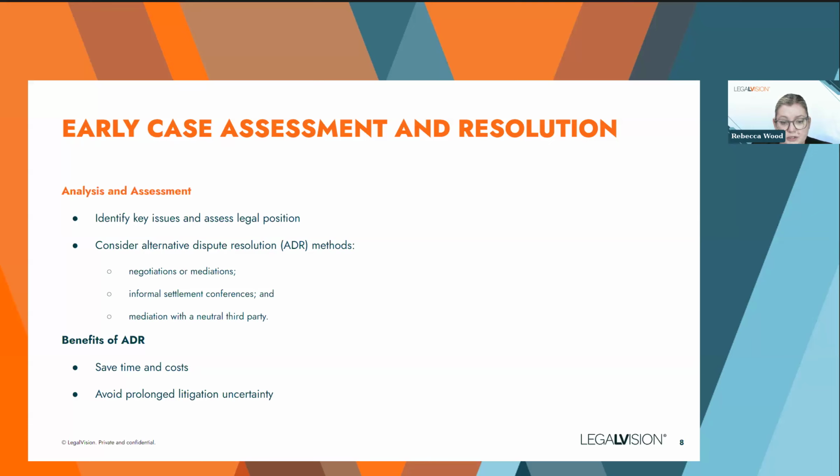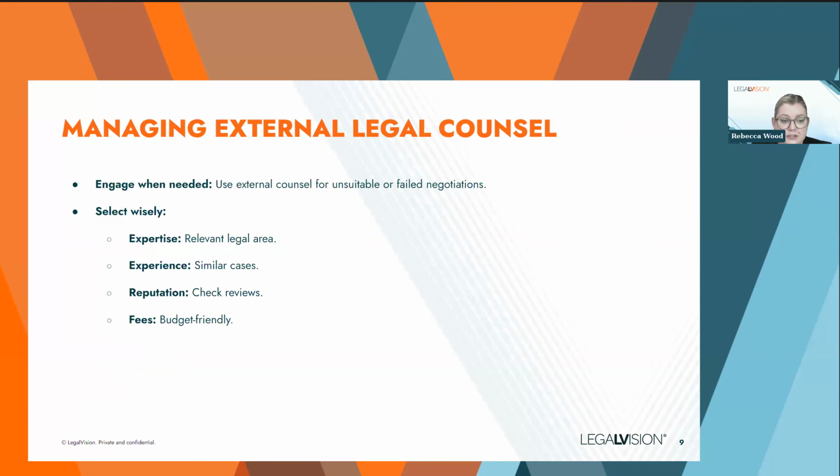So by exploring these options, you as in-house counsel can often save time, expense, and uncertainty that can be associated with prolonged litigation. Now, if you reach a settlement early, it's also important to understand whether or not you need to have any agreement documented and what impact that will have on the business. You might want to be considering whether or not a deed of release is appropriate, for example. So handing over to Julia now, who's going to talk about some tips in terms of managing external legal counsel.